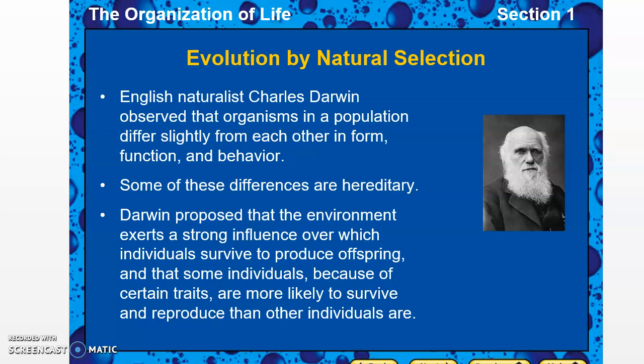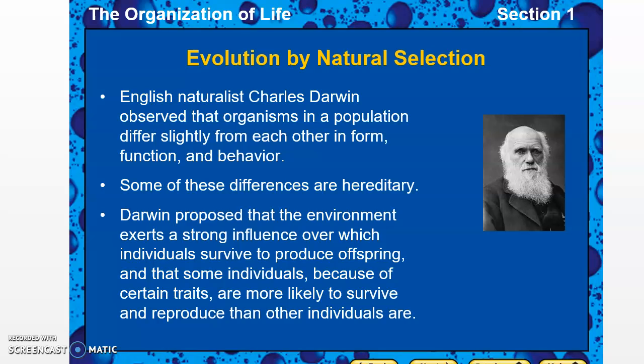So some of the differences that you see in animals are hereditary. If you look at one human compared to another human, no two humans look alike. Animals are the same way. Even if they're the same species, there are differences among those animals because there are hereditary differences. They get different traits or genes from their parents.